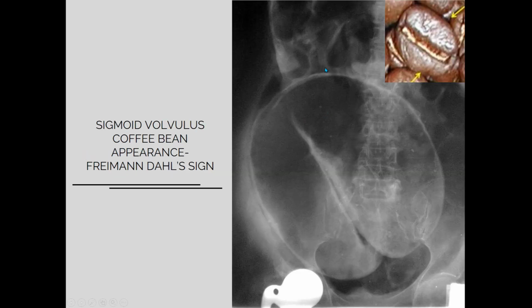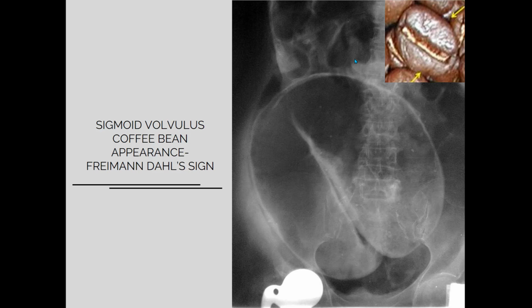Here there is a very specific picture. You can see that it looks like a coffee bean. That's why this is called the coffee bean appearance or coffee bean sign. Basically this is present in volvulus. This volvulus may be a sigmoid or a cecal volvulus, but remember that sigmoid volvulus is much more common than cecal volvulus, okay?